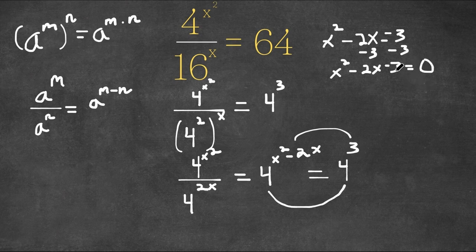So now, as you see, we have a simple quadratic equation. So I'm actually going to plug this into the quadratic formula. So negative b, well, b is negative 2, so negative of negative 2 is positive 2 plus or minus the square root of b squared, so negative 2 squared, which is 4, minus 4 times a, which is 1, times c, which is negative 3.